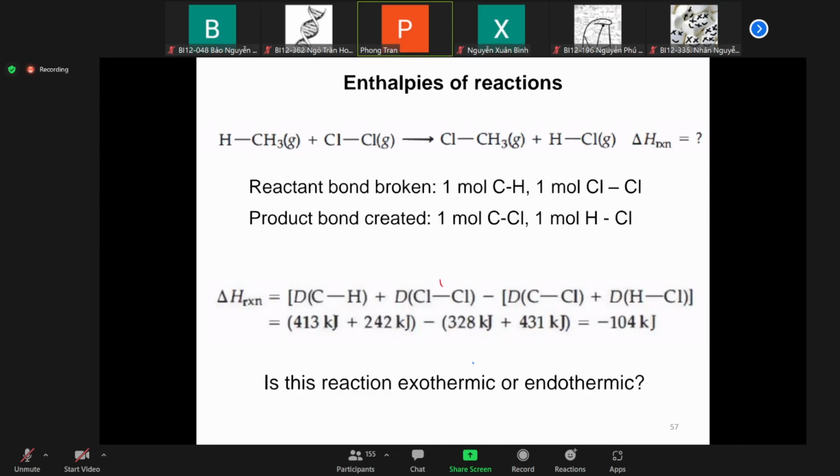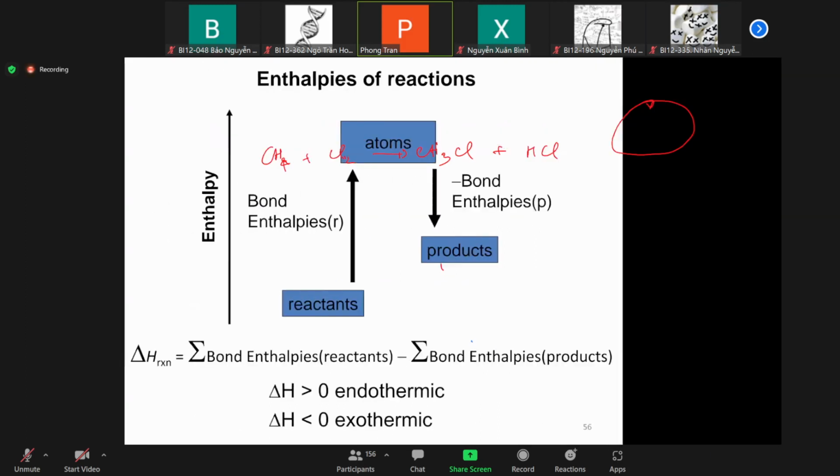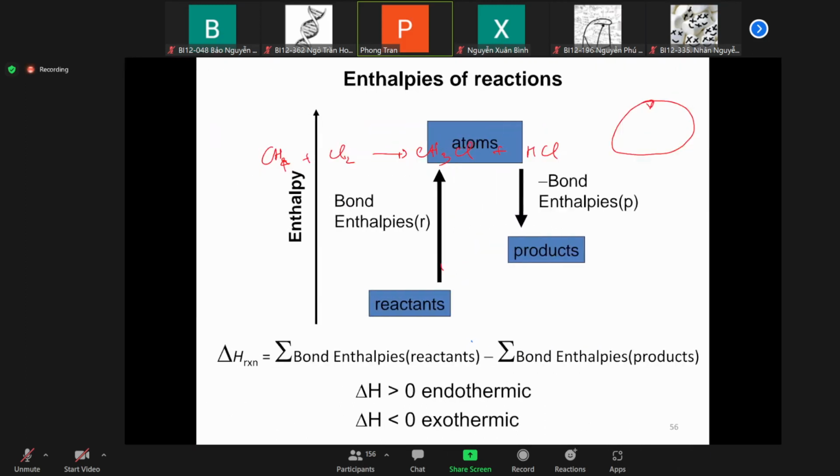How can we calculate the enthalpy of reaction? For example, consider this reaction: CH4 plus Cl2 gives CH3Cl plus HCl. You need to calculate the delta H of this one, based on the bond enthalpy of the broken bonds of the reactant. You know this equation, right? Bond enthalpy of reactant minus bond enthalpy of product.